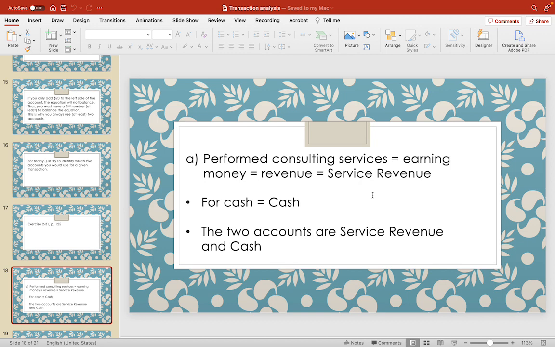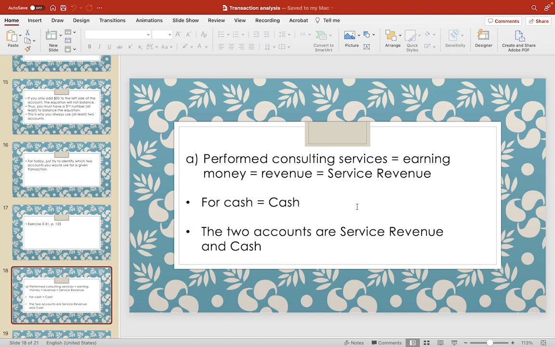And earning money in accounting speak means revenue. So this account I'm going to call service revenue. Now you might call the account just revenue, that's fine. You probably wouldn't call it sales. Sales refers to delivering a product to the customer, not a service. So there's a distinction in accounting between selling products and providing services.